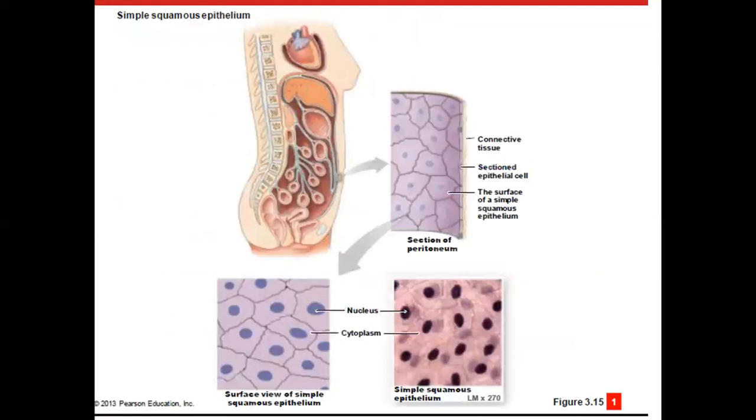So here's an example. Right here's that simple squamous epithelium. If you look at it from above, it looks like a fried egg, right? The nucleus, and then this is one simple squamous epithelium, or one squamous cell. So you should be able to identify this tissue. Tell me where it's located, which we talked about on the last slide, and its function.